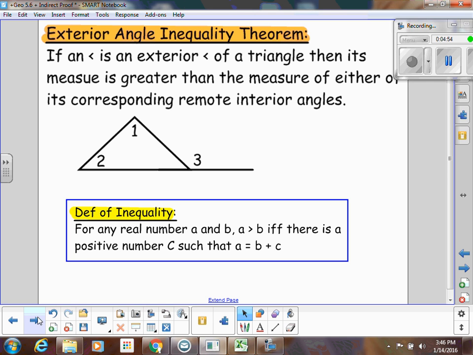And then here, this is the definition of inequality. That's what we were just talking about. So if I have this kind of relationship, then I know A has to be greater than B. And also, it has to be greater than C as well.